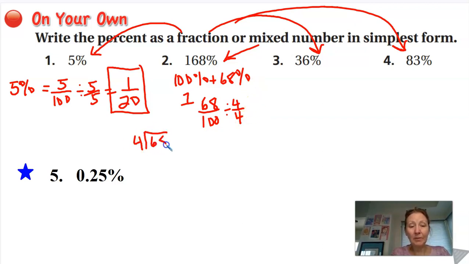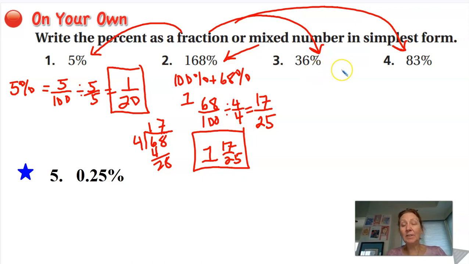I don't have my calculator handy. 4 goes into 68, okay, so it goes in 17 times. So the numerator is 17, the denominator is 25. Don't forget that there was a whole number 1 with it because it's greater than 100%. So it is 1 and 17/25.